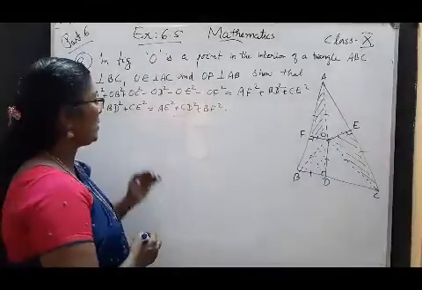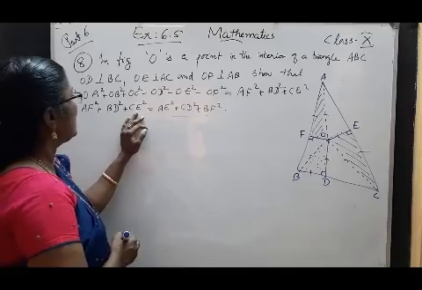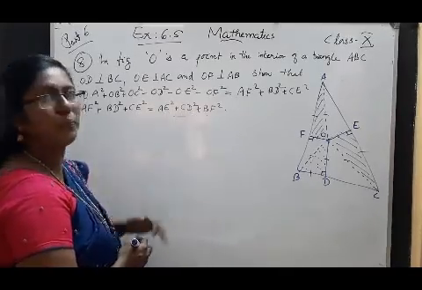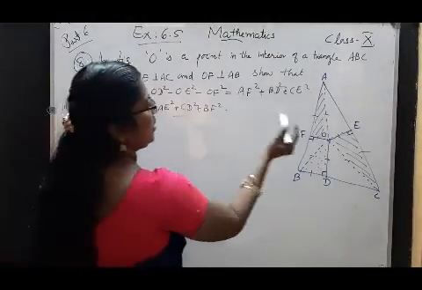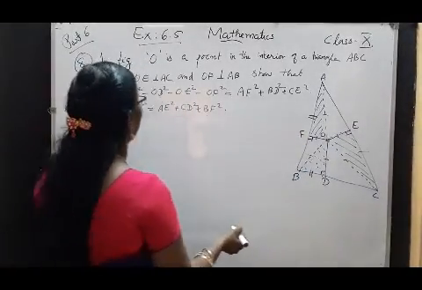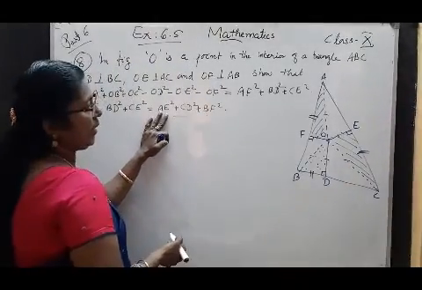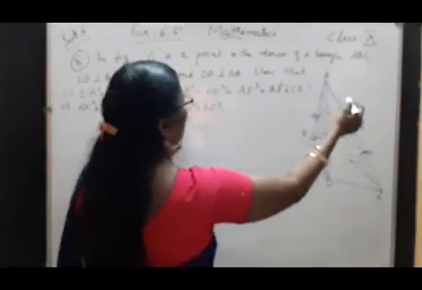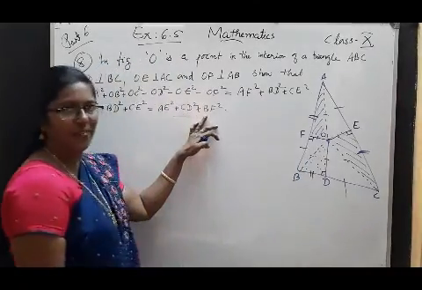Okay, clear? For the second part, we want to prove AF square plus BD square plus CE square equals AE square plus CD square plus BF square. Here the sides are AF, BD and CE, and on the other side AE, CD and BF.